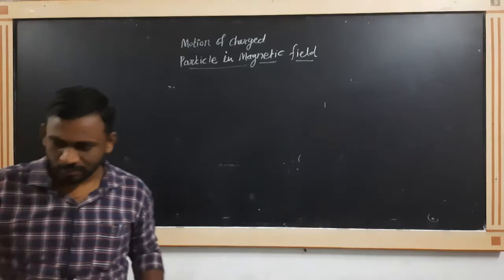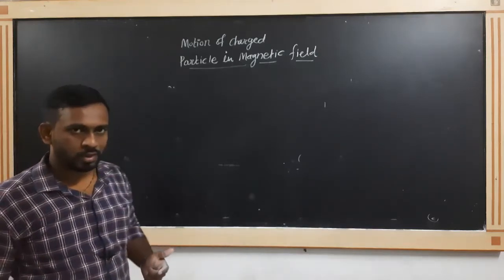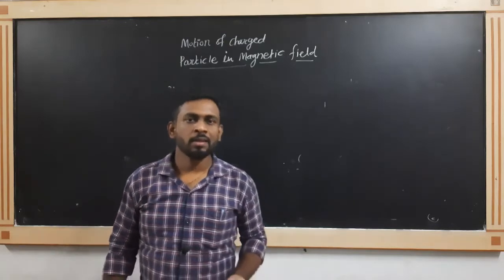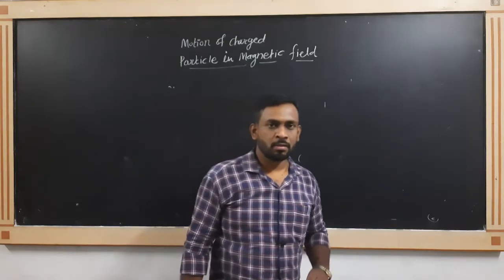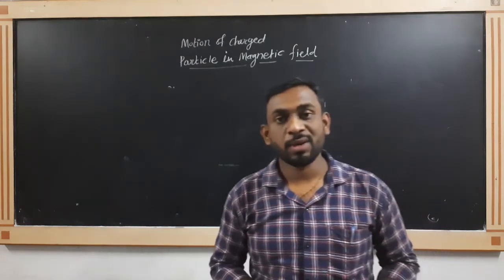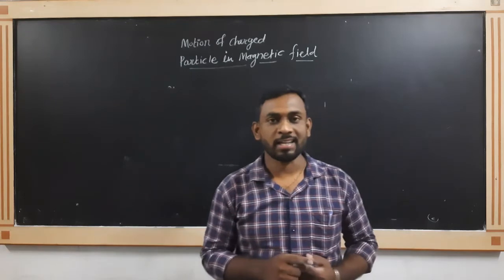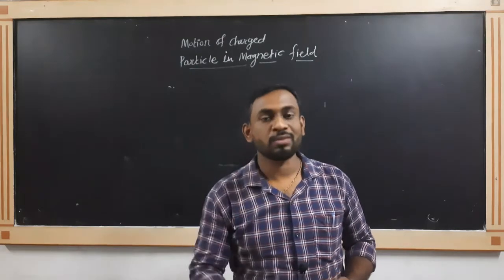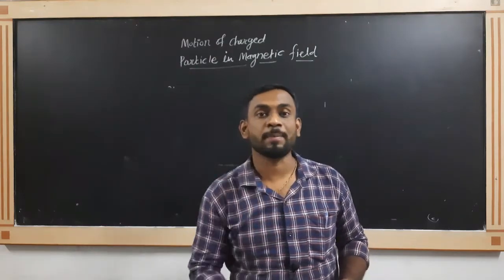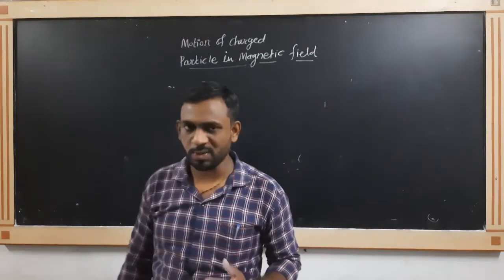In the last lecture, we saw that when the magnetic field is parallel to the direction of the velocity vector of the charged particle, there is no effect of the magnetic field on the motion of the charged particle. But when the magnetic field is perpendicular to the direction of motion of the charged particle, the charged particle follows a circular trajectory, circular motion. Okay, these are the two special cases.